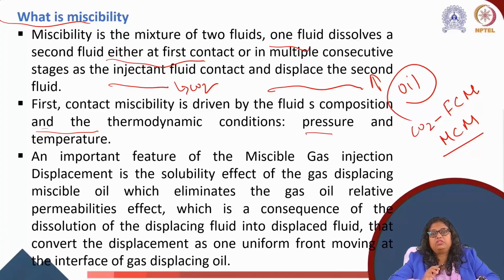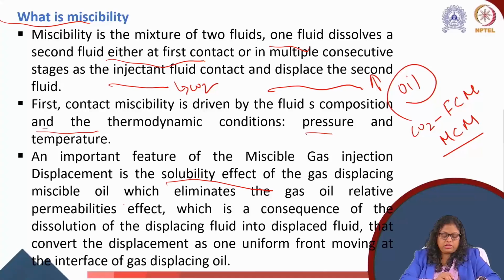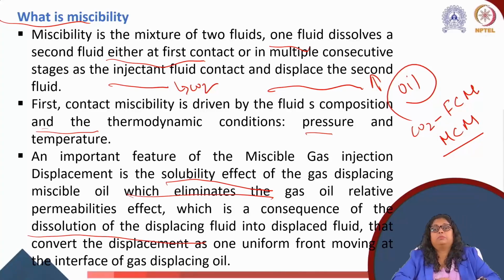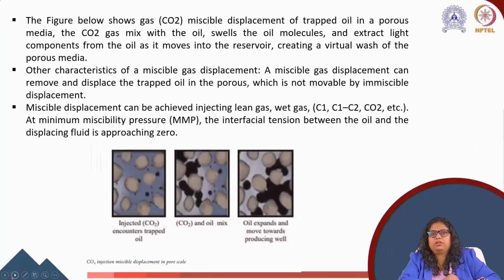An important feature of miscible gas injection displacement is the solubility effect of the gas displacing the miscible oil, which eliminates the gas-oil relative permeability effect, which is the consequence of the dissolution of the displacing fluid into the displaced fluid. So that converts your displacement into one uniform front moving at the interface of the gas displacing oil. So this is the scenario of your miscible gas injection.